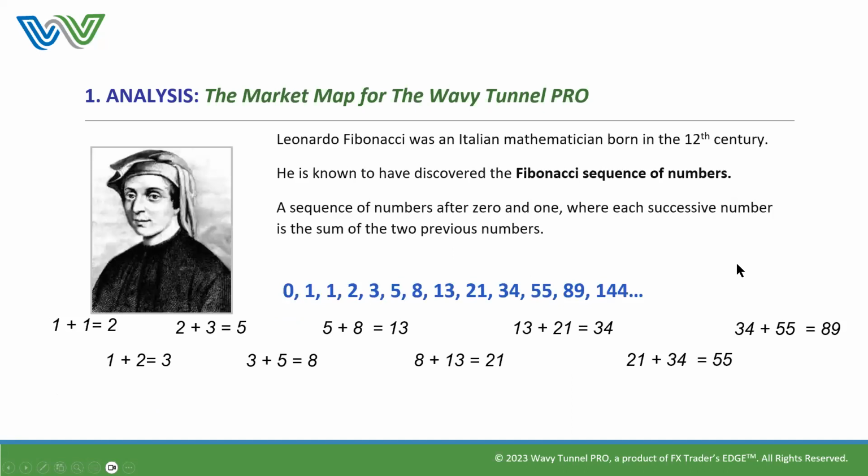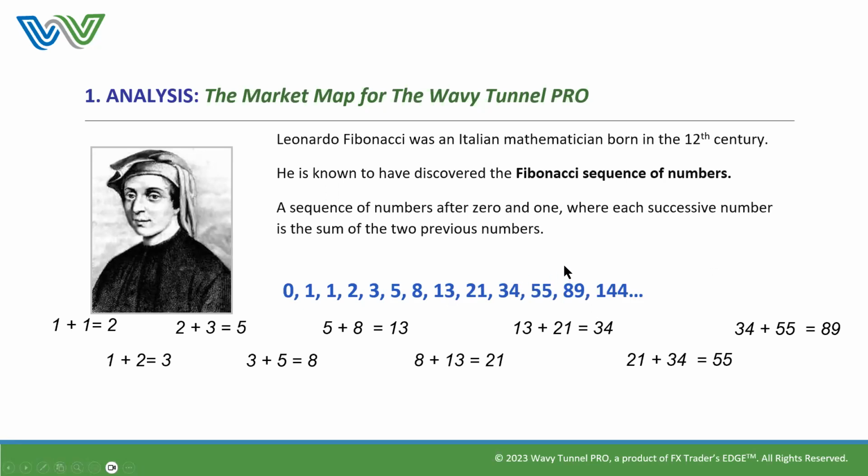And the other key person in this is Leonardo Fibonacci. He discovered the Fibonacci sequence of numbers, which is right here. It's a sequence of numbers after 0 and 1, where each successive number is the sum of the 2 previous numbers. And when you divide one by the other, going forwards, going backwards, when you skip 1, you skip 2, this is where you get the Fibonacci retracement ratios and the extensions and the expansions.